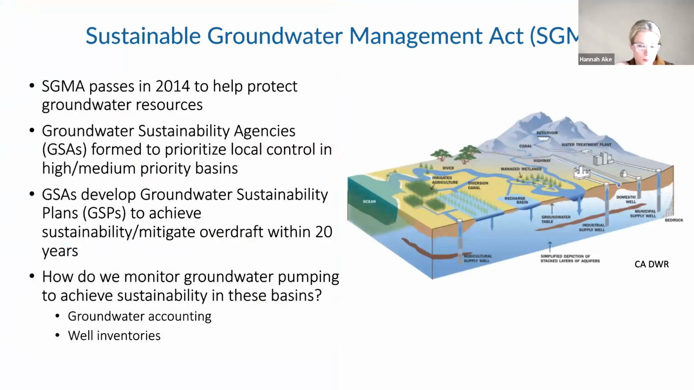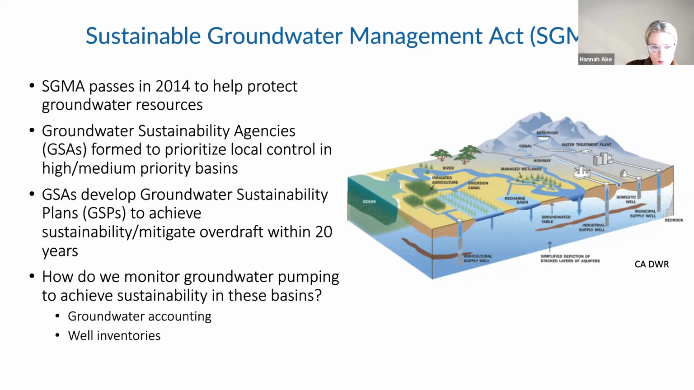Despite the critical importance of groundwater in California, it was largely unregulated until the passage of the Sustainable Groundwater Management Act, or SGMA, in 2014, which was passed with the goal of helping to conserve California's groundwater resources and ultimately to achieve sustainability long term.